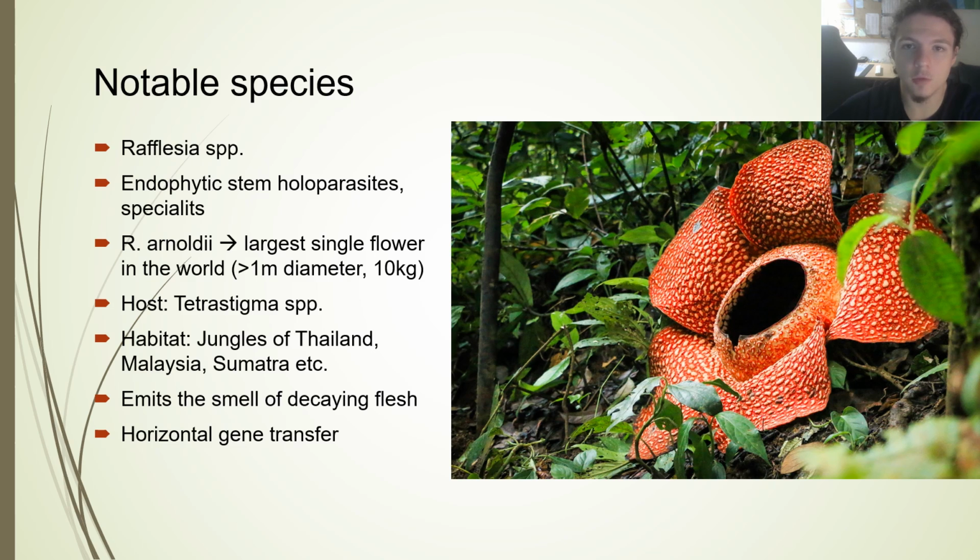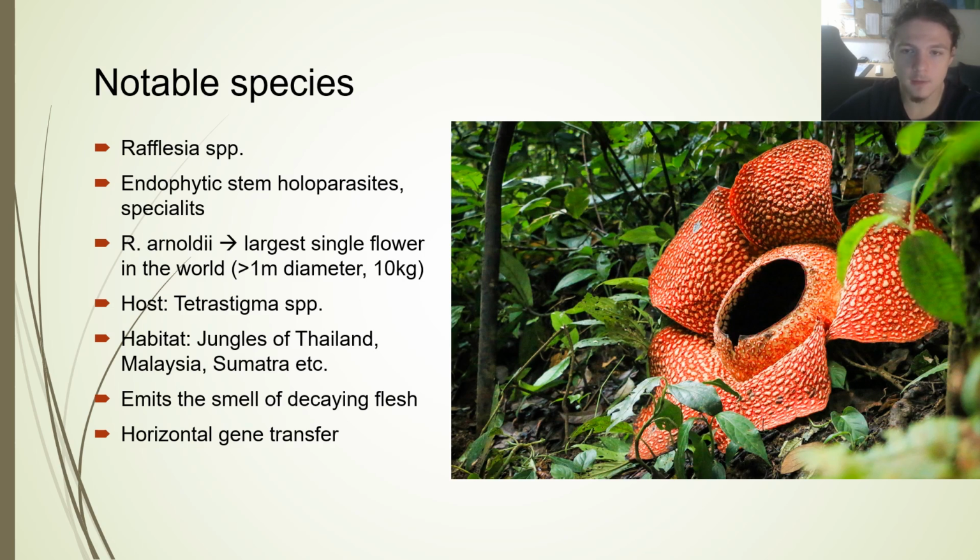Moving on to some notable examples. The species of Rafflesia are endophytic stem holoparasites that specialize on parasitizing the vines of the Tetrastigma species. They make their habitat in the jungles of Thailand, Malaysia, and Sumatra, for example. And notably, they emit the smell of decaying flesh in order to attract flies to pollinate it.